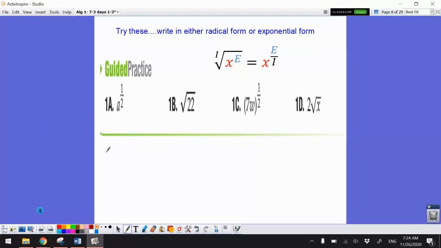Okay, let's see how you did. It's a power of 2, so I know it's just the square root of a. I have 22, that is to the 1/2 power. Now the 7w, that is a radicand. So the 7w is underneath, and I don't have to write another power there. Now this one, the 2 is on the outside. That's a multiplier. So 2 times x to the 1/2. Remember, this is a multiplier, so it is not attached to the 1/2 power.